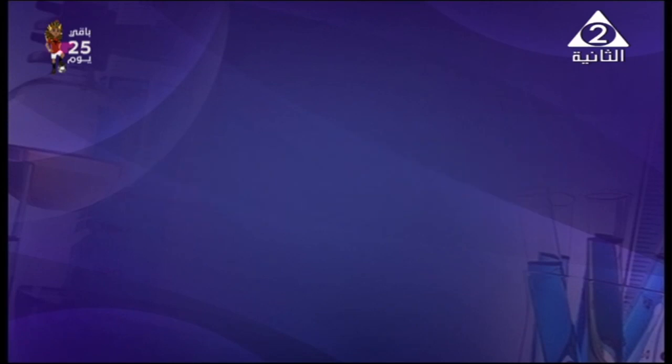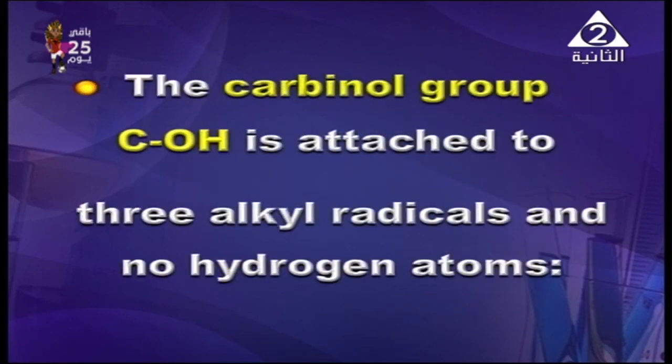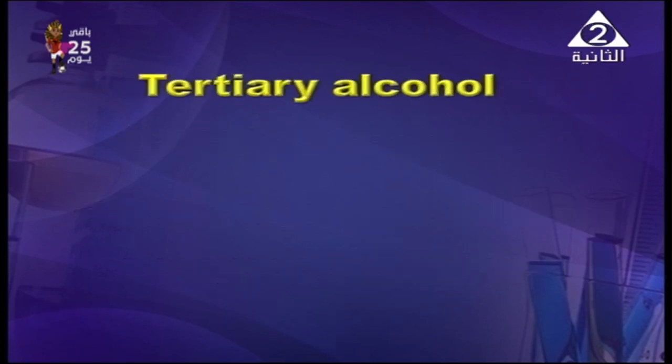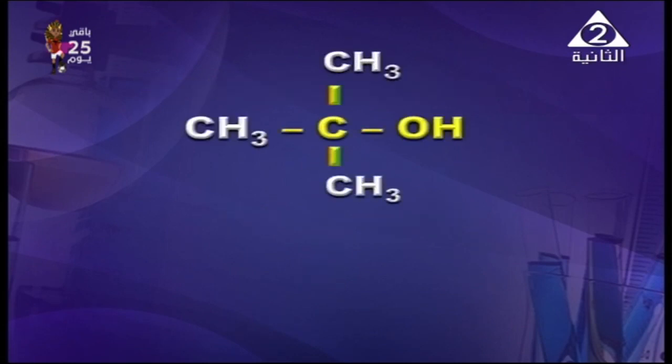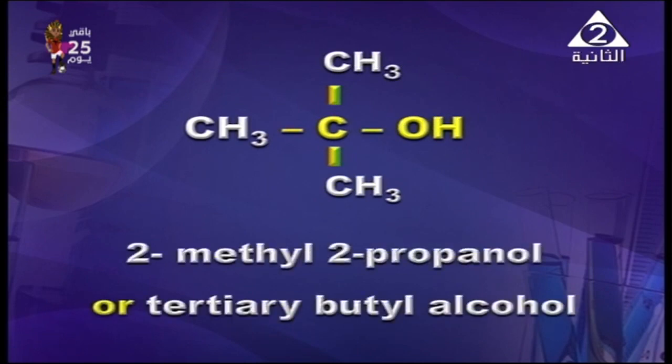Tertiary alcohol. The carbon containing the hydroxyl group is attached to 3 alkyl radicals and no hydrogen atoms. In the tertiary alcohol, as shown on the screen, the carbon of that carbonyl group has 3 alkyl groups attached to it. For example, as shown on the screen, it will be 2-methyl 2-propanol, or tertiary butyl alcohol as the common name.